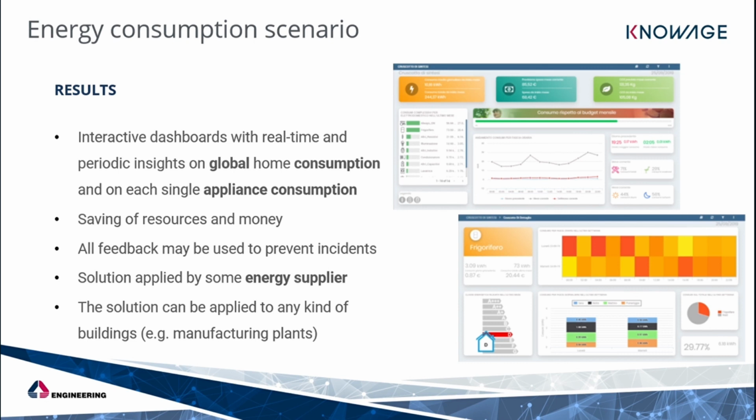So, for example, if you have an old refrigerator that consumes a lot of energy, you can take action and maybe think about buying a new one that is more energy friendly. Of course, this solution is useful to let the user save resources and money, but also to prevent incidents when there is some anomaly in the energy consumption.